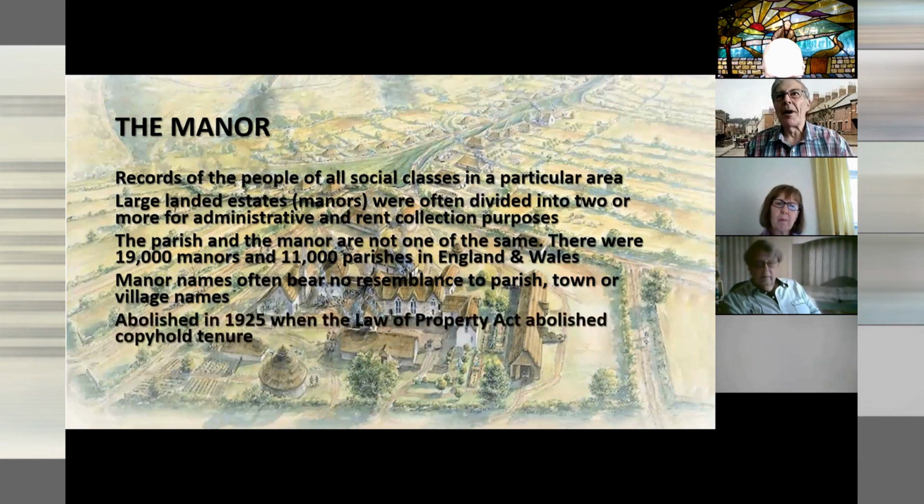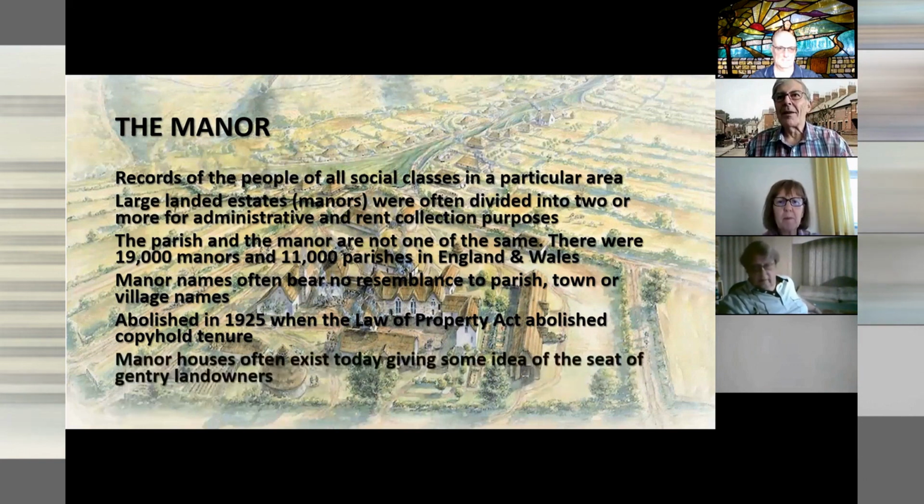Manors were abolished in 1925 when the Law of Property Act abolished copyhold tenure, because everybody held land apart from the knights and the lords of the manor who had freeholds. Everybody else, in effect, had a lease or a rented property. Don't be fooled by the fact that manor houses that exist today are the seat of the gentry from way back. A lot of people call their houses the manor house, and they're not the manor houses relative to the manor, but they could be, and in some instances they are. So just take a view on it.